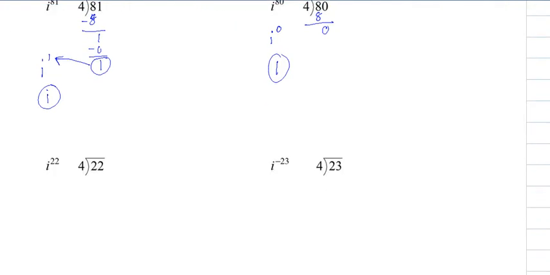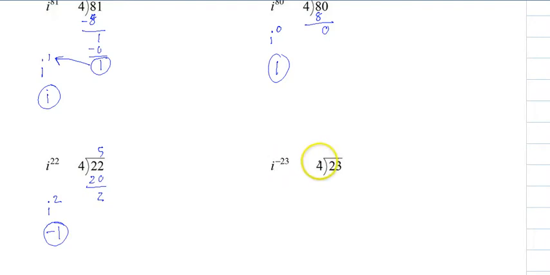So what's 22 divided by 4? That's 4 into 20 is 5. So we have a remainder of 2. So that's really i squared, which is negative 1. Nice and clean, right? What if you have a negative?